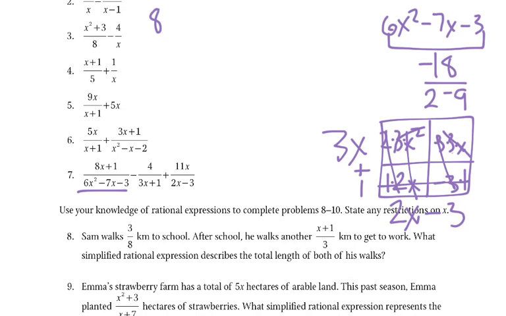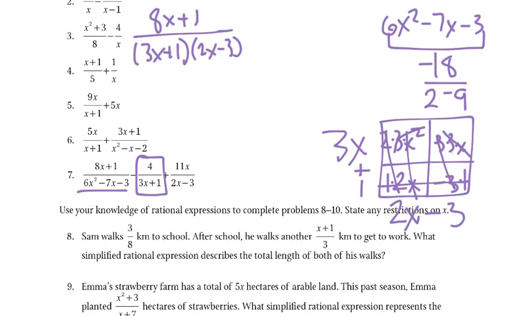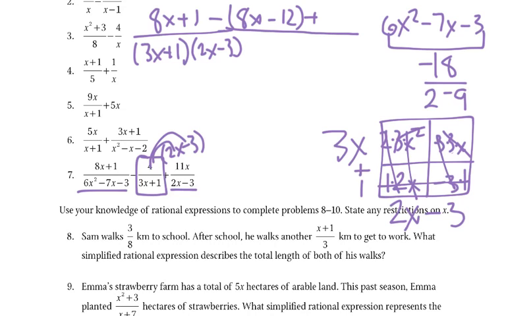So we actually have 8x plus 1 over 3x plus 1 times 2x minus 3, which we should notice are those very same two. So to get them all to match up, this fraction needs to be multiplied by 2x minus 3. So I would do that, and then we'd have minus, parentheses, 4 times 2x, 8x, 4 times negative 3, negative 12, then plus, and this one we multiply by the 3x plus 1.